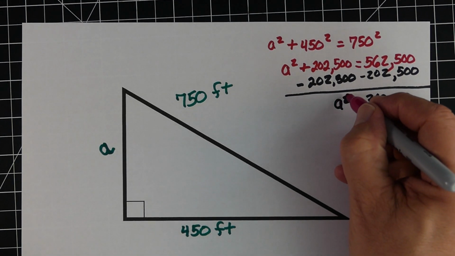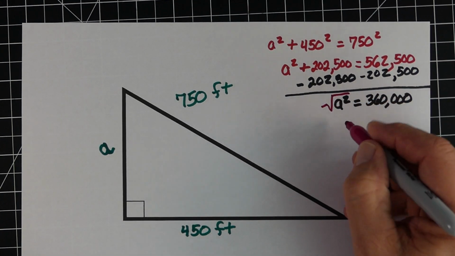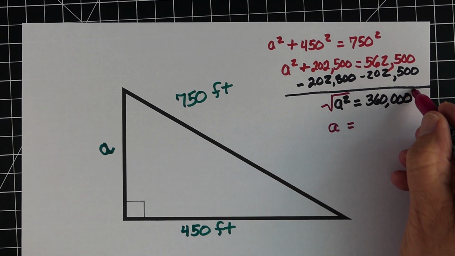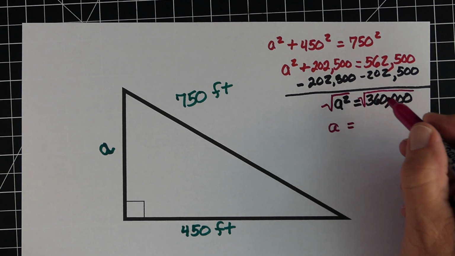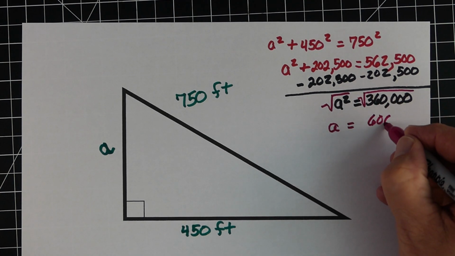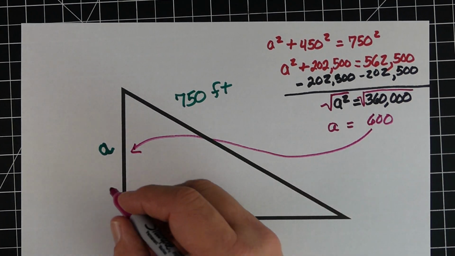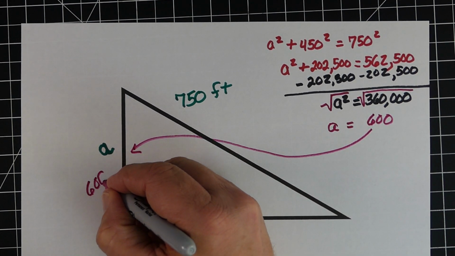360,000. We're going to find the square root of both of these. So the square root of a squared is a, and now we have to find the square root of 360,000, and the square root of that would be 600. So the length of a, that leg, is 600. In this case, since we're using feet, it would be 600 feet.